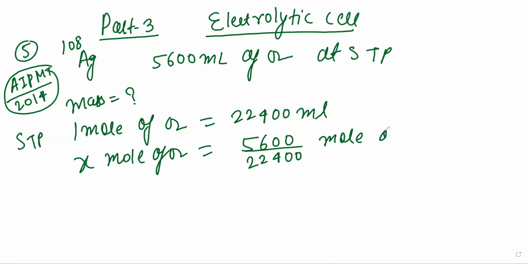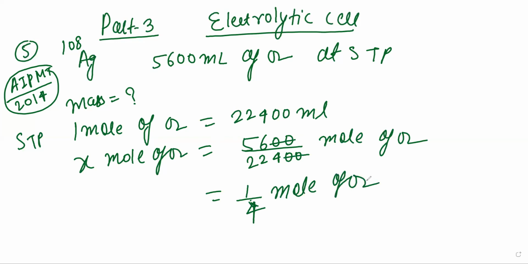Mole of O2, unitary method. We are using here a unitary method. 1 mole contains 22,400, so X mole contains how much? So these 2 zeros will get cancelled, and solve it. So it will be 1/4 mole of O2. So this much of mole.